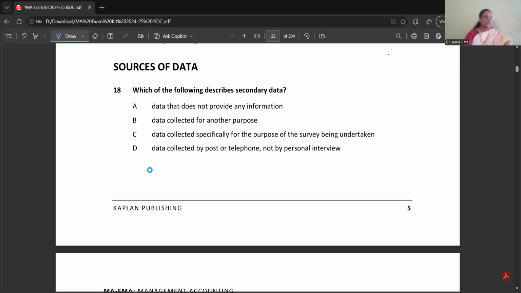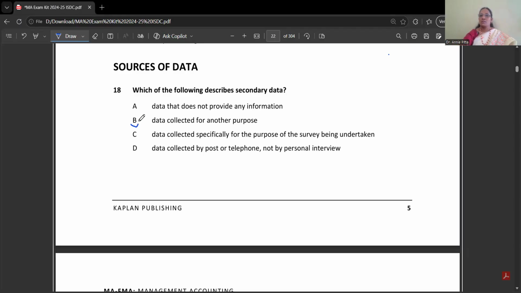Okay. So now in this case, what are we to understand? See, it is collected by someone else, in some other context, for some other purpose. So that is the answer we have to choose. Anyway, A is not the right answer, we have already understood. It is collected for another purpose, so that has to be selected.